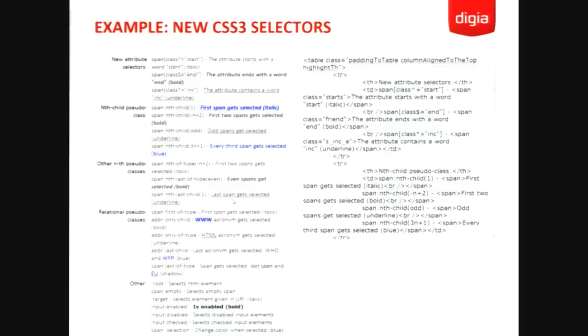How about other nth pseudo classes? We have nth-of-type. It only selects spans, for example the first two spans in some parent. And nth-last-of-type just selects those elements backwards, so it selects the last of those span elements. Okay, last-child is the same as last-of-type, but it won't take the type into account. So it just selects a span if it's the last element of its parent.